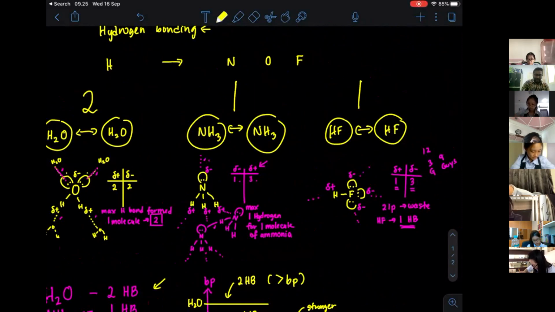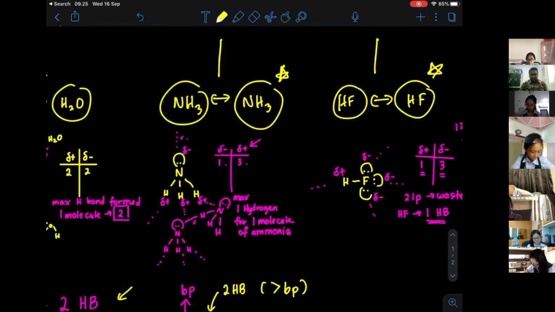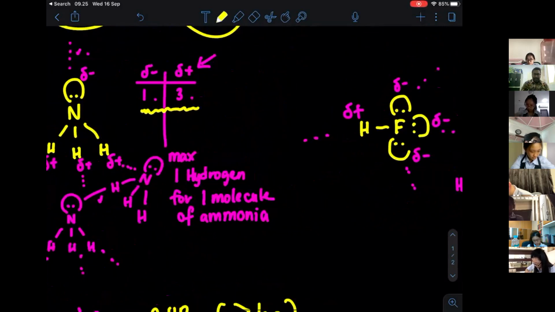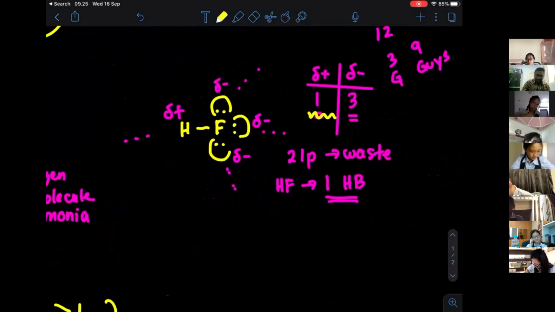The reason why these two are special is that there will be some sort of waste of the H plus, or some sort of waste when it comes to lone pair, because of the imbalance of this delta negative and delta positive. So you just take note of that.